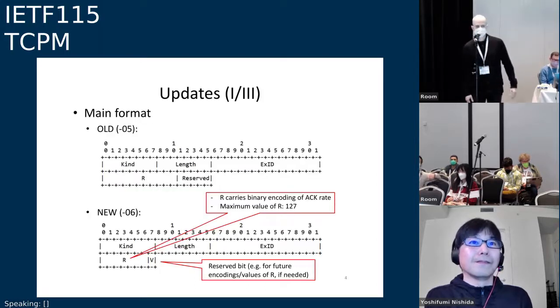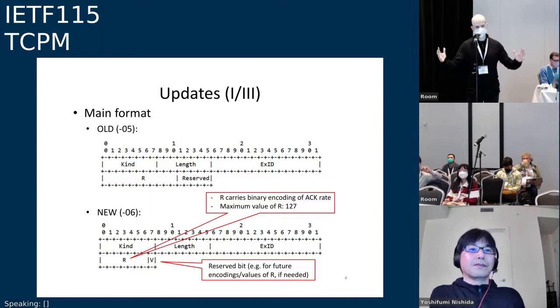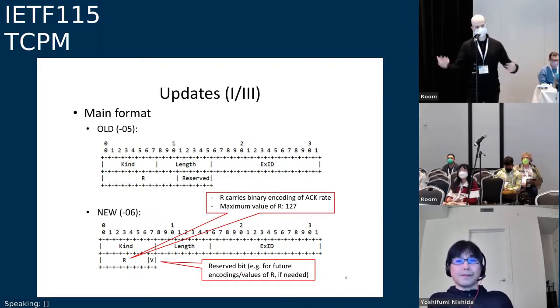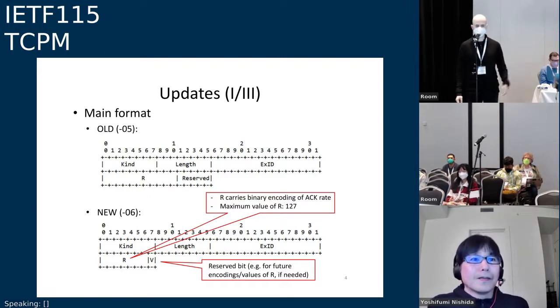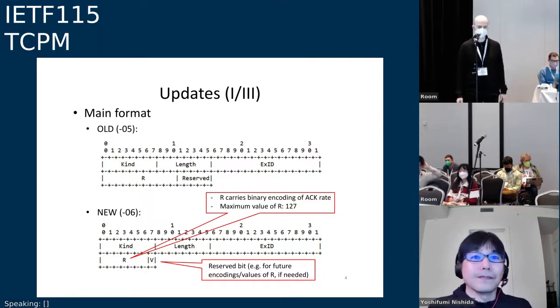Next, please. So let's go through the updates. The first one is in the main format of the option, the one that conveys the requested ACK rate value. After comments in the last meeting, we are going back from a size of 6 bytes to 5 bytes, because there were comments that there's a lack of space for TCP options, especially in SYN packets. So now with the current format, the R field, which carries the binary encoding of the ACK rate, would be 7 bits. The maximum value that could be encoded here is 127, and we still have one reserved bit, which might be useful for future encodings or values of R if needed.